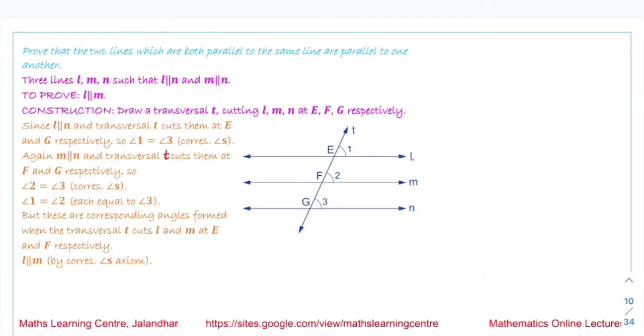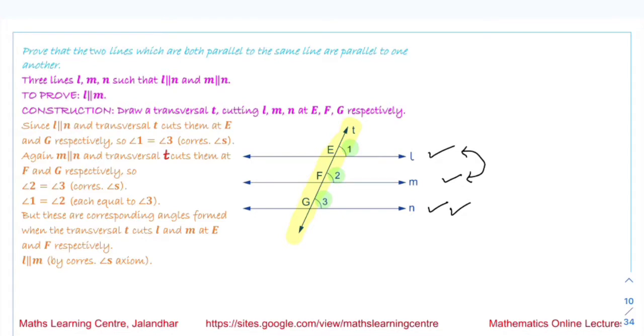Next we have to prove that two lines which are parallel to the same line are parallel to one another. So we are saying that we are given three lines L, M and N, and L is parallel to N and M is parallel to N, and we have to prove that these lines L and M are parallel to each other. So what we are going to do is construct a transversal over here, and to prove that these lines are parallel, we look at the angles. These angles we have marked over here 1, 2 and 3.